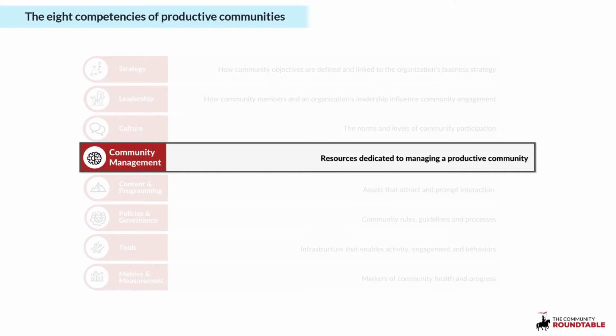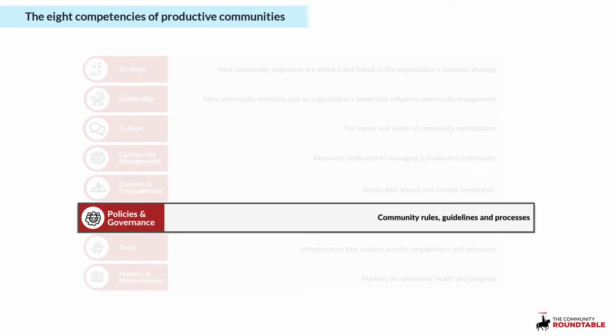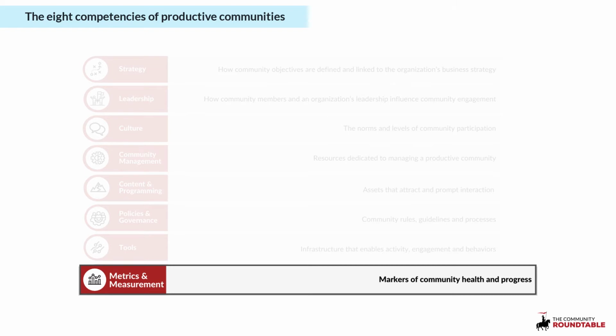Community management refers to the resources dedicated to managing a productive community and approach to engagement and moderation. Content and programming are assets that attract and promote interactions among members. Policies and governance are community rules, guidelines, and processes. Tools are the infrastructure that enable activity, engagement, and behaviors. Metrics and measurement look at how the community measures health and progress.